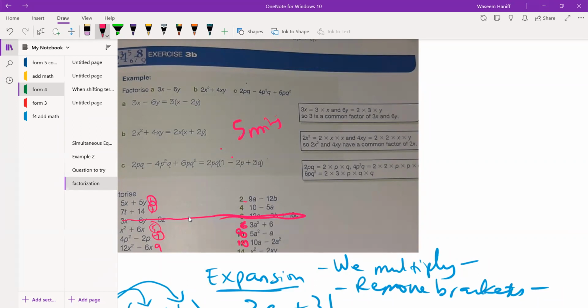Good. First one is 5x plus 5y. Second one is 9a minus 12b. Be careful, look for your common factor. Most of the time, the factor is a number, but sometimes it could be a letter alone. Sometimes it could be a combination of a number and a letter. So be careful of that. Especially the last 4, you're going to get a combination of a number and a letter. Good.